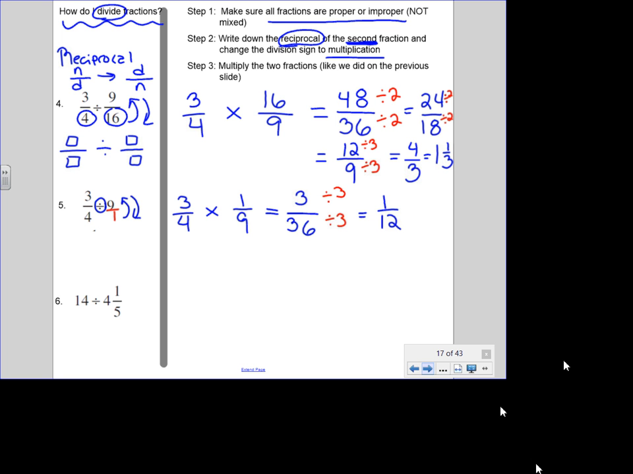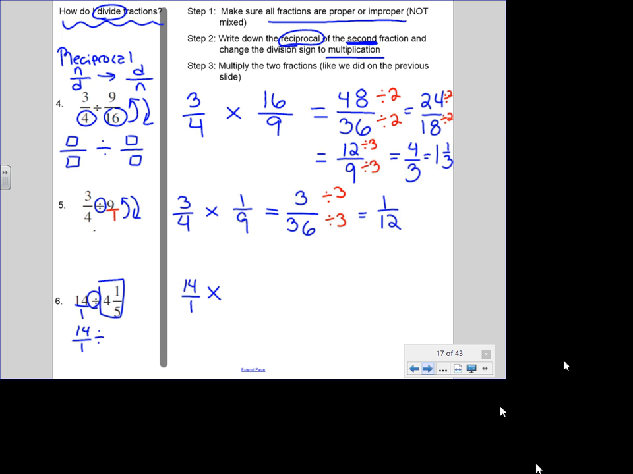For the last one, we have a mixed number. So I do want to switch that. We also have a whole number. So I want to make that into a fraction. So now I have 14/1. I'm going to change my division sign to a multiplication sign. And, well, I don't know what to do yet, so let's do some work ahead of time. Here's 14/1 divided by 4 1/5.